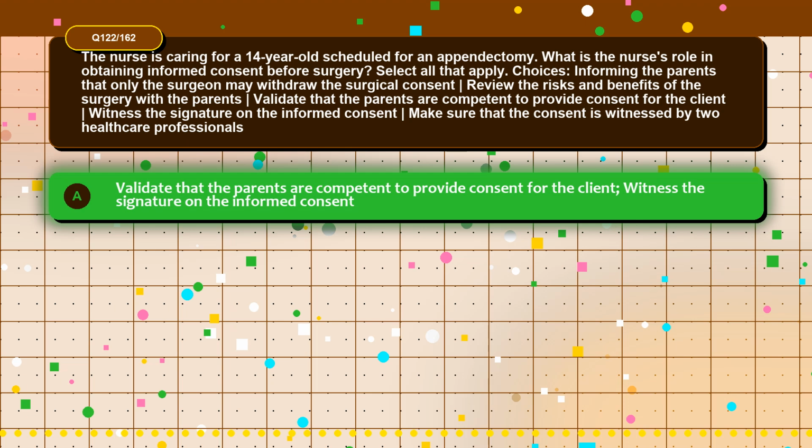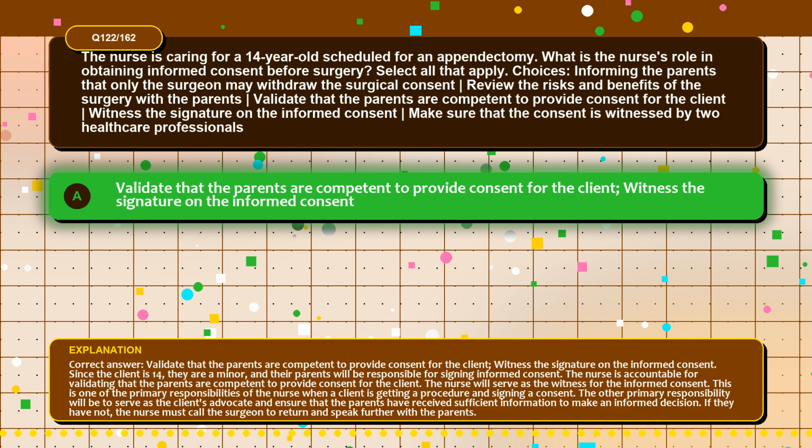The correct answer is option A. Validate that the parents are competent to provide consent for the client. Witness the signature on the informed consent. Correct answer. Validate that the parents are competent to provide consent for the client. Witness the signature on the informed consent.